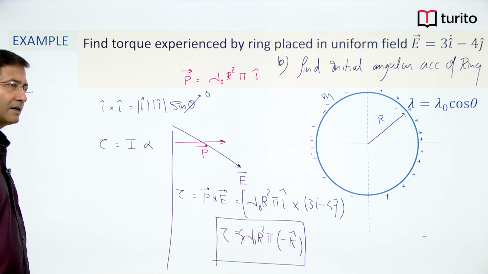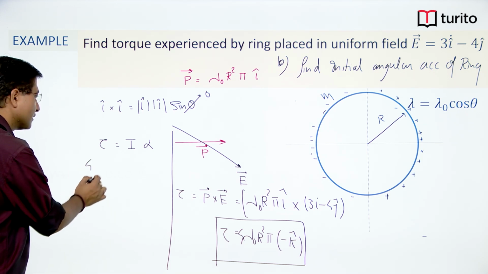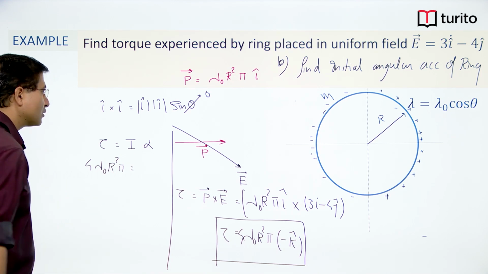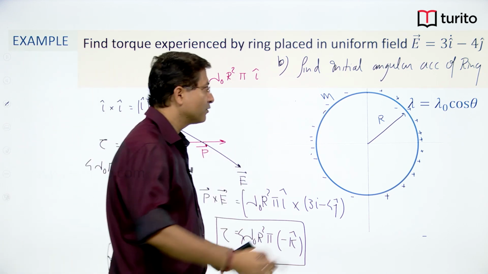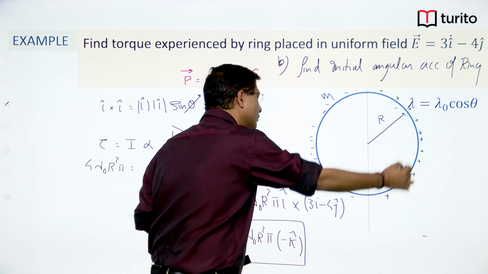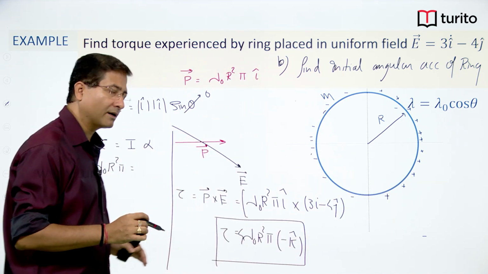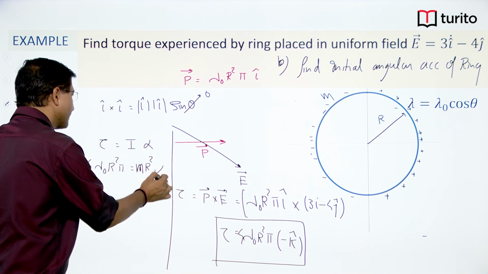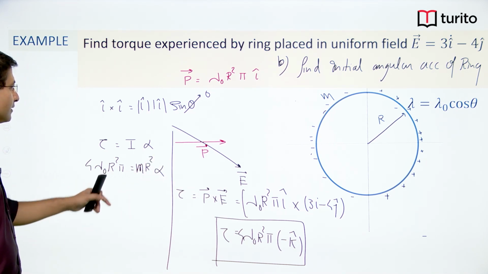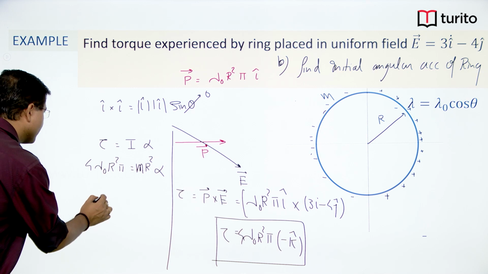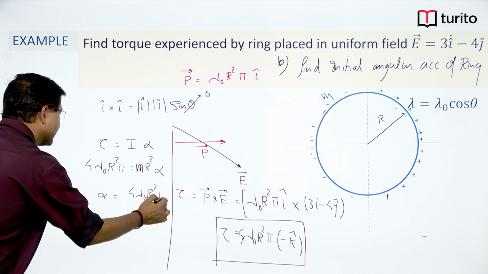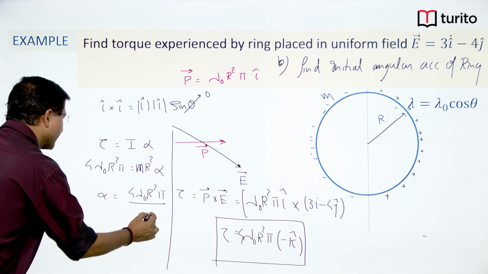Substitute the value of torque here, that is 4 lambda naught r square pi, is equal to the moment of inertia of the ring. It will rotate about this axis, so about this axis the moment of inertia of the ring is mr square. So here I can write mr square alpha, right? From here you can get alpha is equal to 4 lambda naught r square pi divided by mr square.